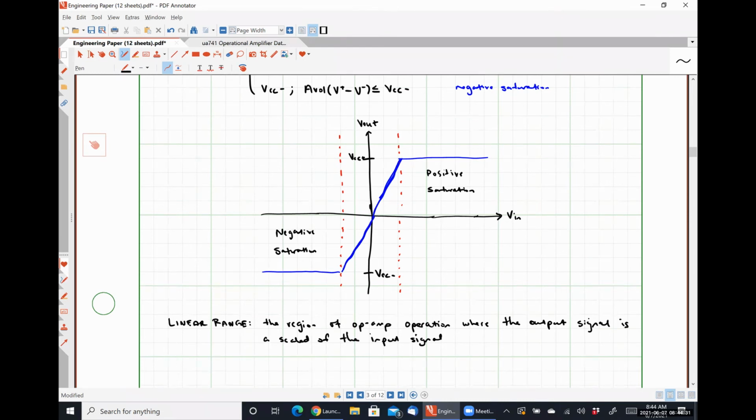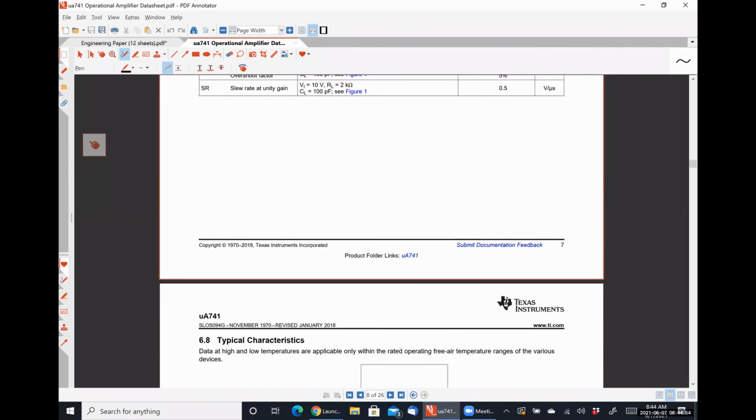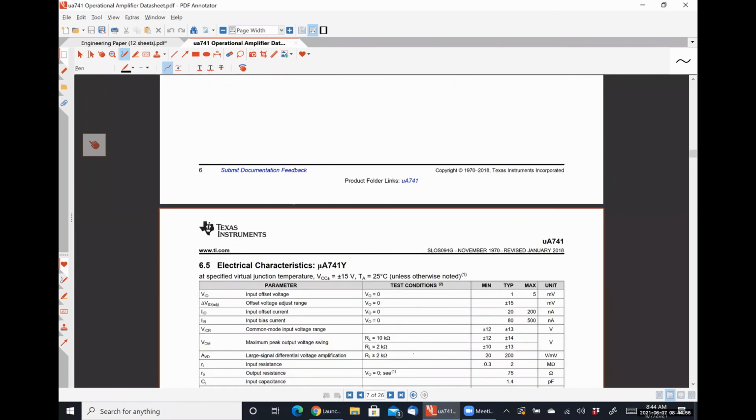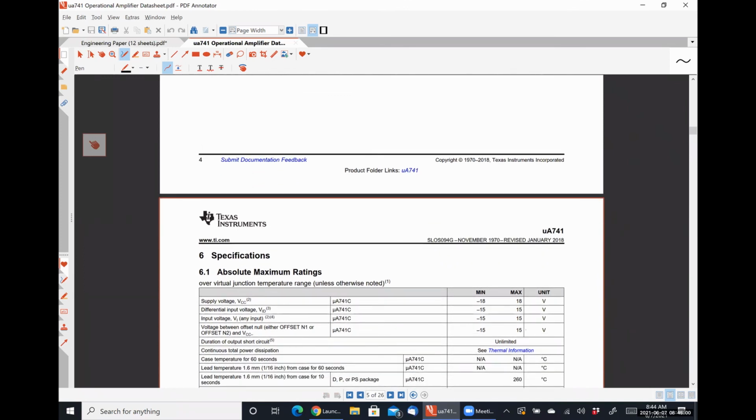Will VCC plus and VCC minus always be equal and opposite? No. So that's a fantastic question. So the question was, will VCC plus and VCC minus always be equal and opposite voltages? And the answer is no. So let's look at the restrictions on power supply voltages just for this particular amplifier, the 741.